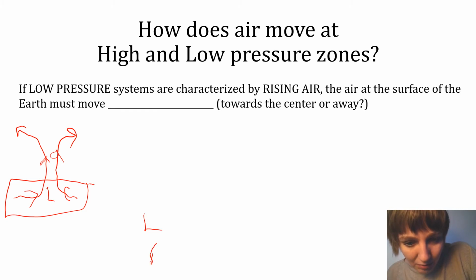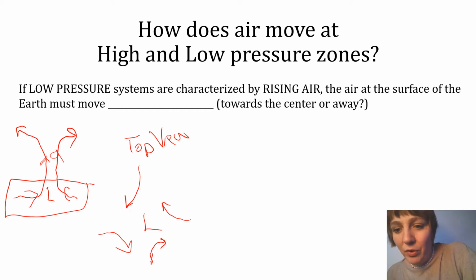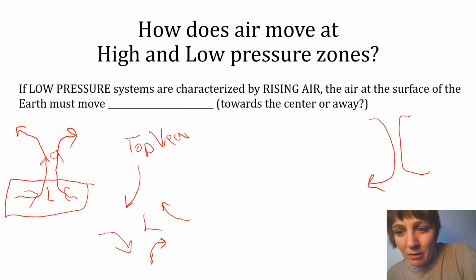And so to the right, to the right, to the right. And so that is what we see for a top view low pressure system. Now for a high pressure system, we would have falling air like so, and the high pressure system is here on the ground. That's the side view. In top view, high pressure system has to be moving away.